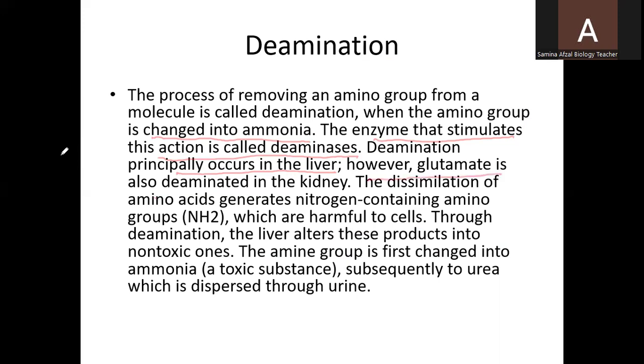However, glutamate is also deaminated in the kidney. Glutamate is another amino acid which is deaminated in the kidney. So the breakdown of amino acids generates nitrogen-containing amino groups, NH2, which are harmful to the cells. Through deamination, the liver alters these products into non-toxic ones. The amino group is first changed into ammonia. It is very toxic. Subsequently, the ammonia is changed into urea, which is excreted through urine, but urea is less toxic than ammonia. So in this way, deamination will take place.